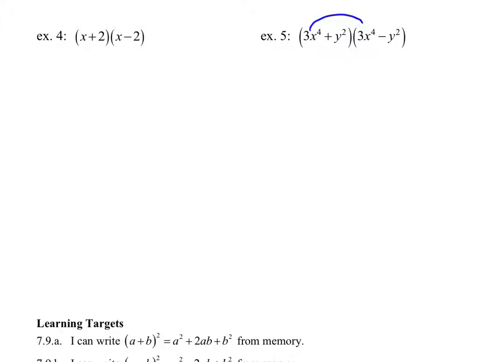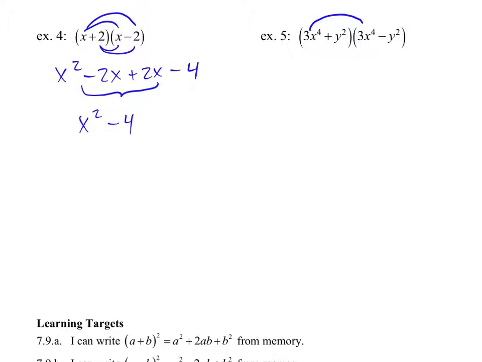Now, these aren't identical. Well, maybe I should do both. Let's do both. X times x is x squared. If we do the outside, we get a minus 2x. Inside is plus 2x. Last is minus 4, because positive 2 times negative 2 gives me a negative 4. And now when we combine the outside and the inside, those two middle ones, we get a nothing. They just cancel, right? So final answer is x squared minus 4.